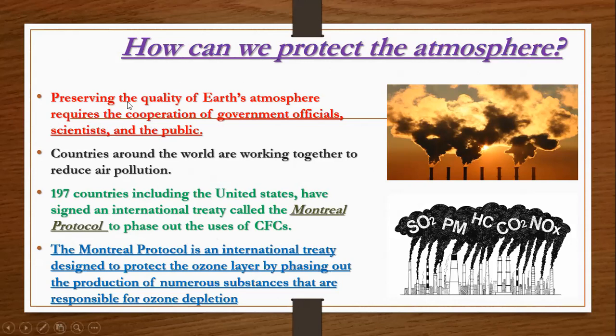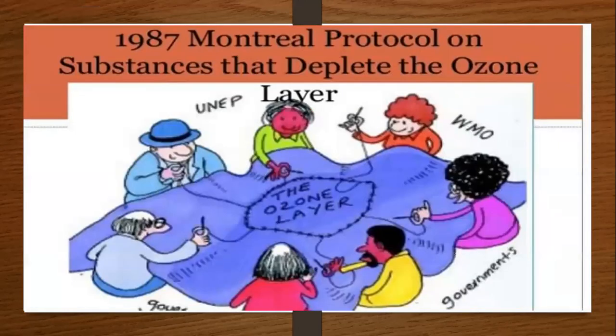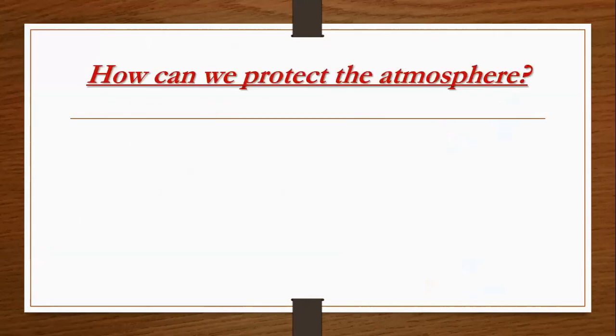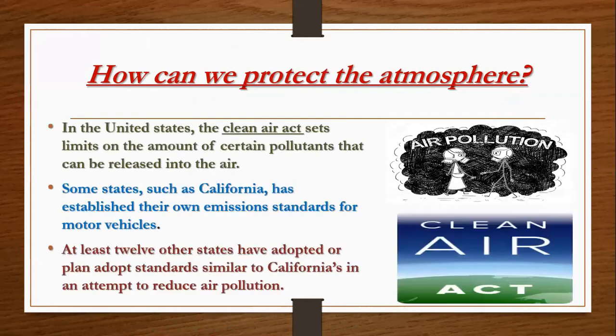Okay, so 197 countries signed an international treaty called the Montreal Protocol. The purpose of this protocol is to decrease or phase out CFCs that lead to ozone layer depletion. So, the Montreal Protocol on Substances, developed in 1987, decreases the amount of usage of CFCs. How can we protect the atmosphere?